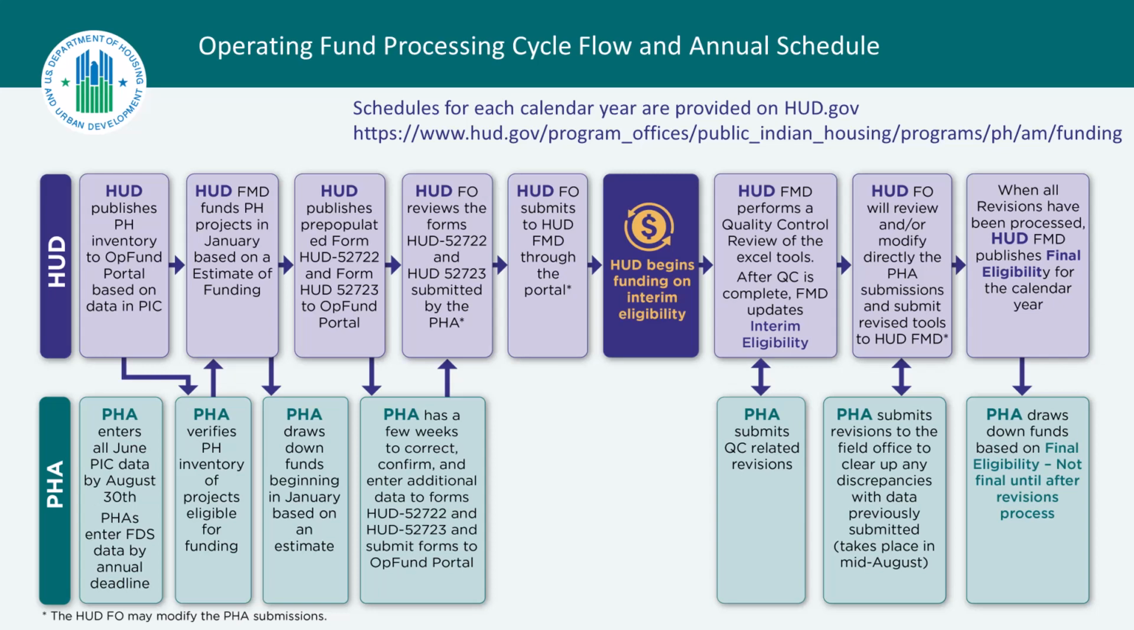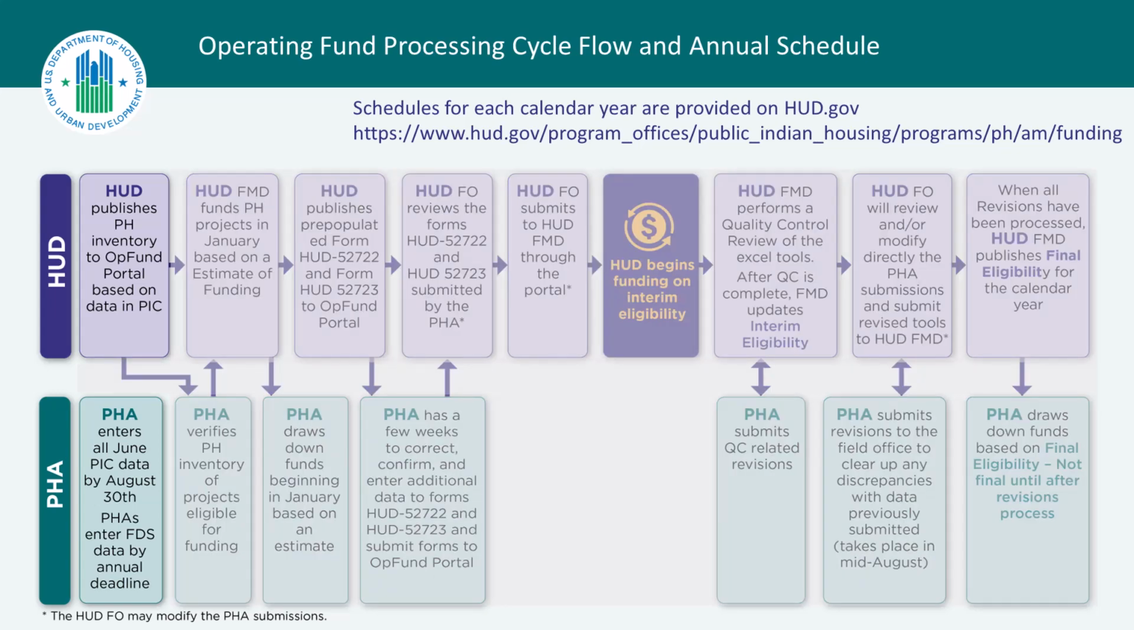Before the process even begins, it's important that PHAs stay up to date with their PIC and FDS data submissions. PHAs are required to submit 50058s within 60 days of the effective date. Unit status requests must be submitted to HUD within 30 days. PHAs should ensure that all June PIC data is entered by August 30th to avoid funding issues, and FDS data should be entered on time. The deadline for entering FDS data will vary for PHAs based on their fiscal year-end date.